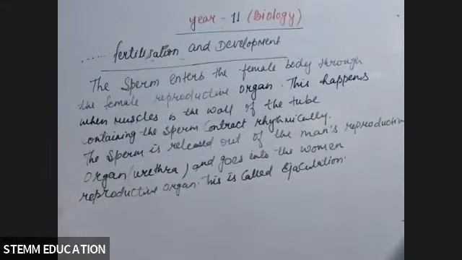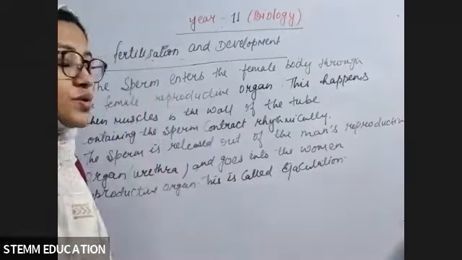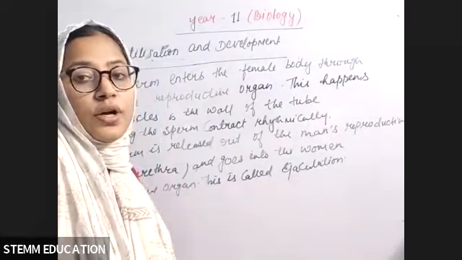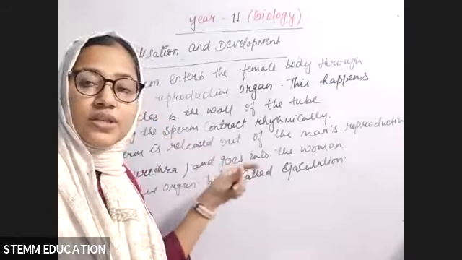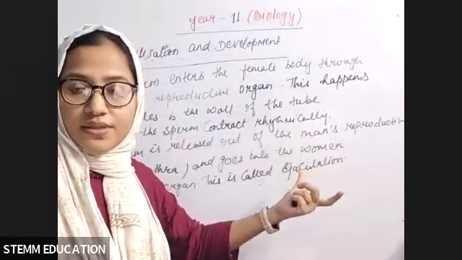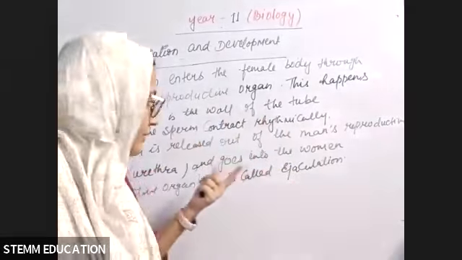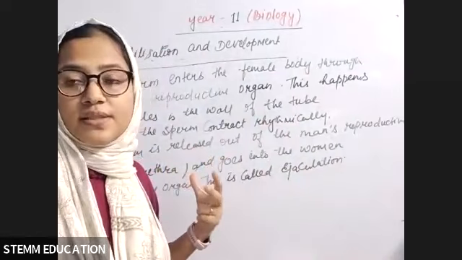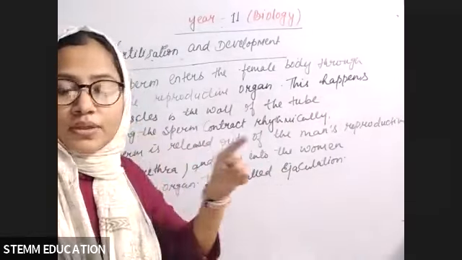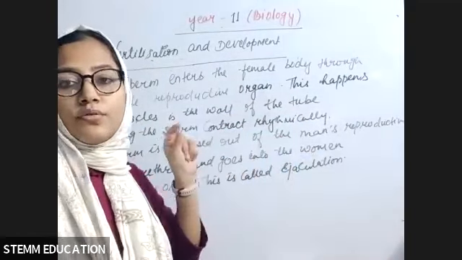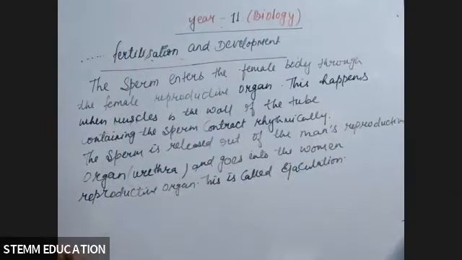Ejaculation. I hope you understood. Ejaculation is another term you should remember. It is the process of injecting male reproductive cells, that is sperm, inside the female reproductive organ, released through the urethra from the reproductive part of the male body. Okay? I hope you understood till here.